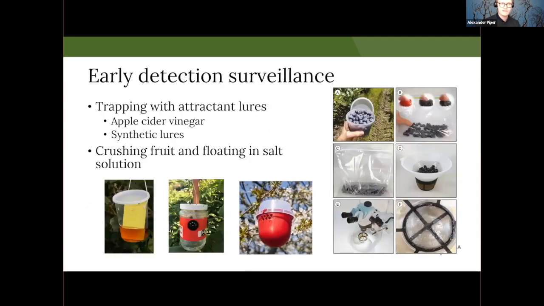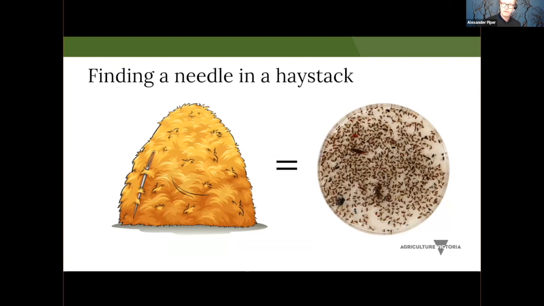So early detection surveillance for spotted wing Drosophila is generally done with traps containing attractant lures. Now, there's no pheromone available for this pest, so what's used is apple cider vinegar or synthetic lures based on the volatiles from fermenting fruits. And also there's an alternative surveillance method that involves crushing fruit and floating it in a salt solution to release larvae, which then can be collected. However, the problem with both of these methods is they're not particularly selective, and they do catch a lot of other Drosophila and other bycatch insects.